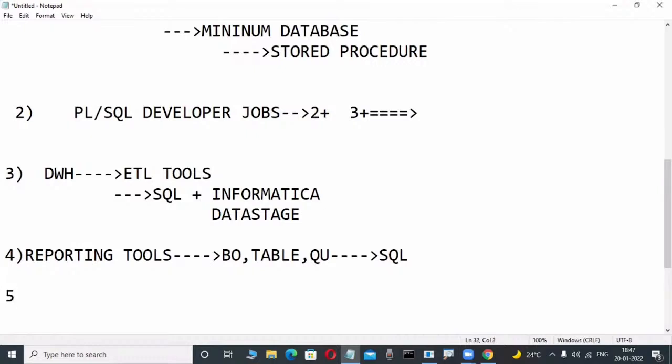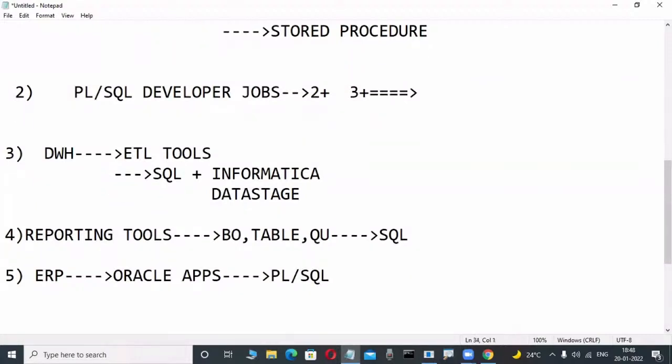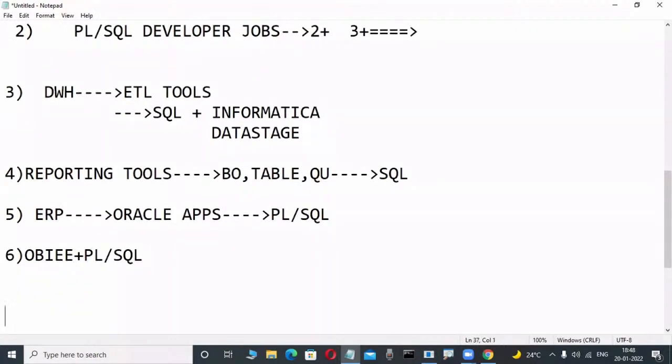Suppose some programmers are interested in the ERP side. Oracle Apps is an ERP, like SAP. Oracle Applications 11 is there. These persons require very good knowledge of PL/SQL, so they also learn these courses. Again, OBI programmers are there. OBI is a product, and there are jobs with PL/SQL. Those persons also learn these courses.